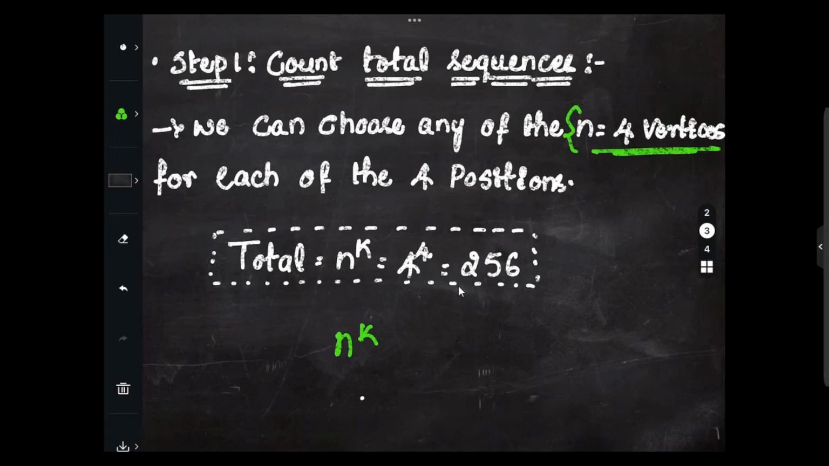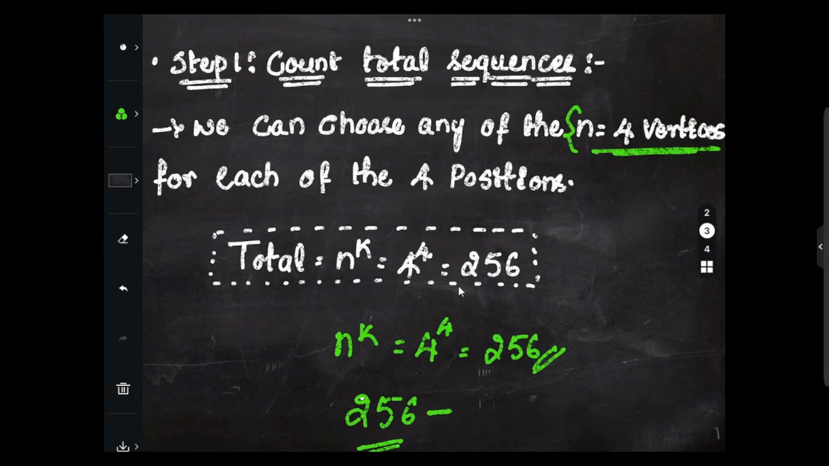The total formula is nothing but n to the power of k, right? Here n is 4, the number of vertices, and k is also 4, given in the input. So 4 to the power of 4 will be 256. Now we have got the total sequences, nothing but 256. So we have to subtract the bad sequences.